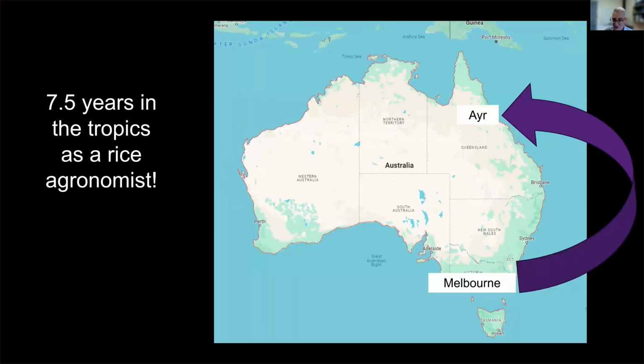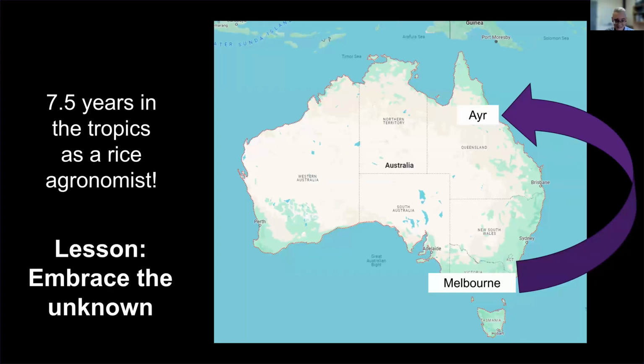When I finished at Melbourne Uni, I was going to go and do a PhD either in Australia or the UK or the US. A job came up in Ayr with the Queensland Government as a rice agronomist. And I thought, well, I'll apply for that position and just see what happens. And I did apply and I got offered the job, and I said, okay, I'll take it as long as you allow me to do a PhD straight away. And they did.